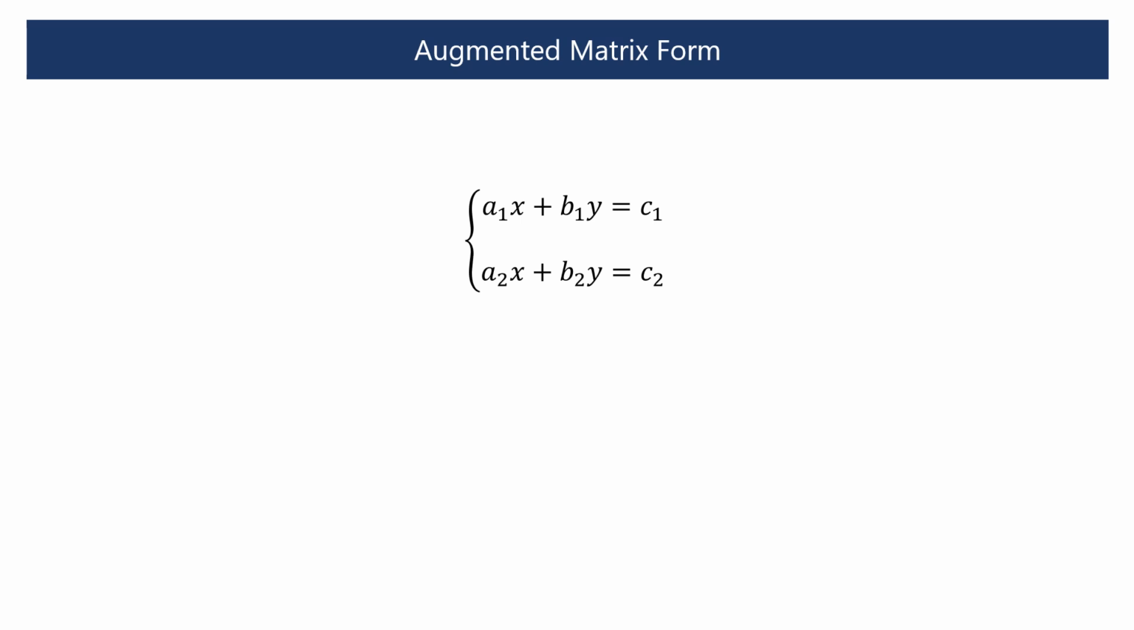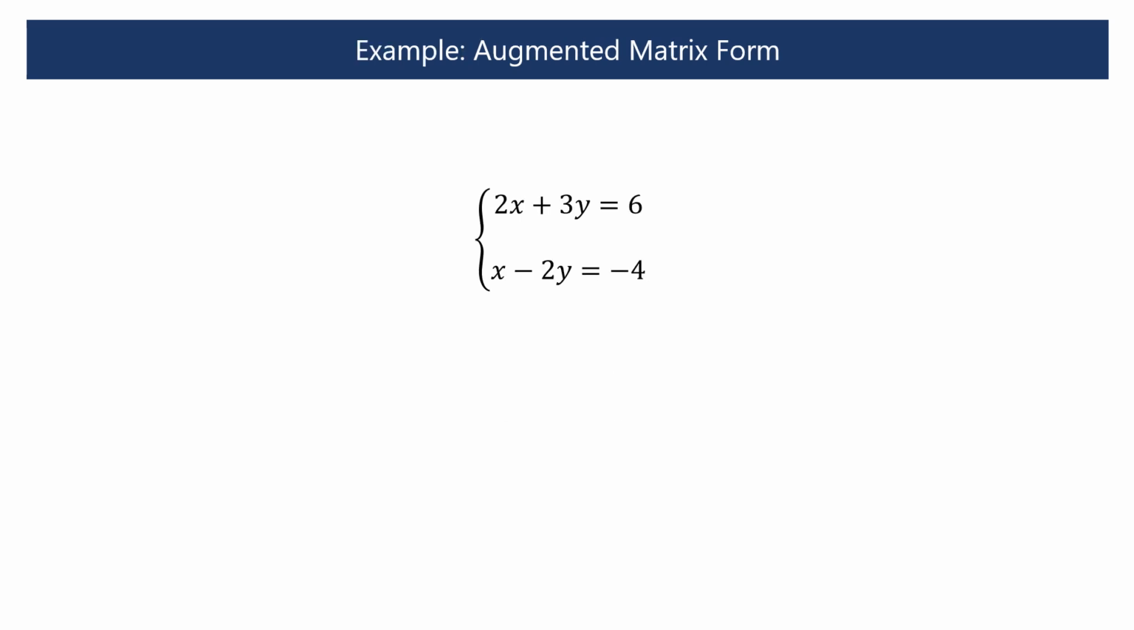An augmented matrix is a matrix that includes the coefficients and constants of a system of linear equations in a single matrix, separated by a vertical line. The augmented matrix provides a compact way to perform row operations and solve the system. For this general system, the augmented matrix can be written in this way.